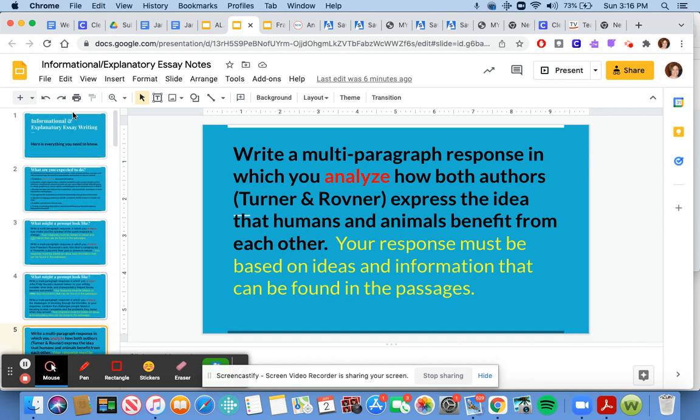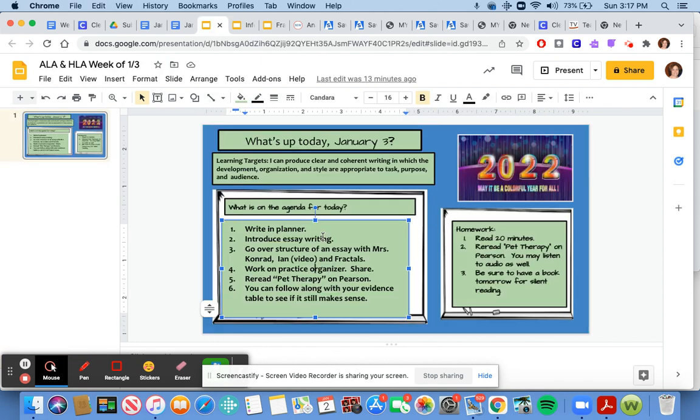So today, if we go back to our agenda, we're going to be introducing essay writing. And I'm going to be talking to you with a little bit of help from Ian about the structure of an essay and the individual paragraphs in an essay. And then you're going to be doing some practice. And this is also going to be a way for you to kind of analyze your winter break and reflect on it, which is a great thing to do as we start the new year. And if you have time at the end of class, you may start to reread Pet Therapy.